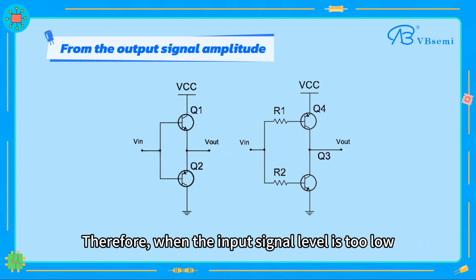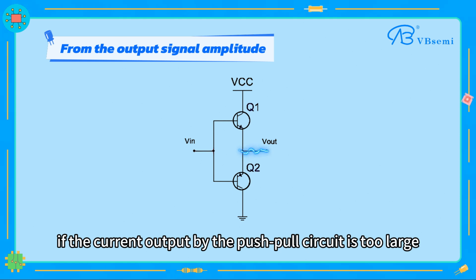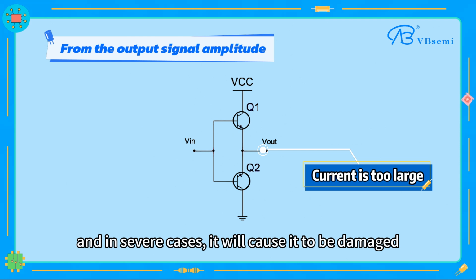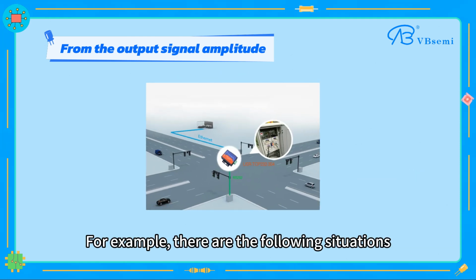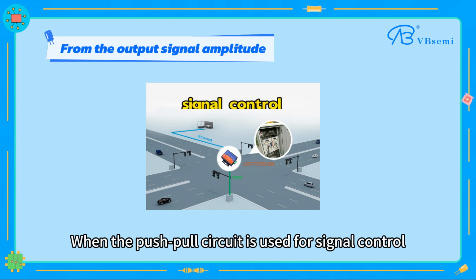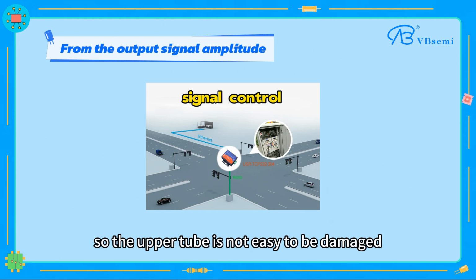Therefore, when the input signal level is too low, if the current output by the push-pull circuit is too large, it is easy to cause the upper N tube to heat up, and in severe cases, it will be damaged. For example, there are the following situations. When the push-pull circuit is used for signal control, the current flowing through it is generally not very large, so the upper tube is not easy to be damaged.